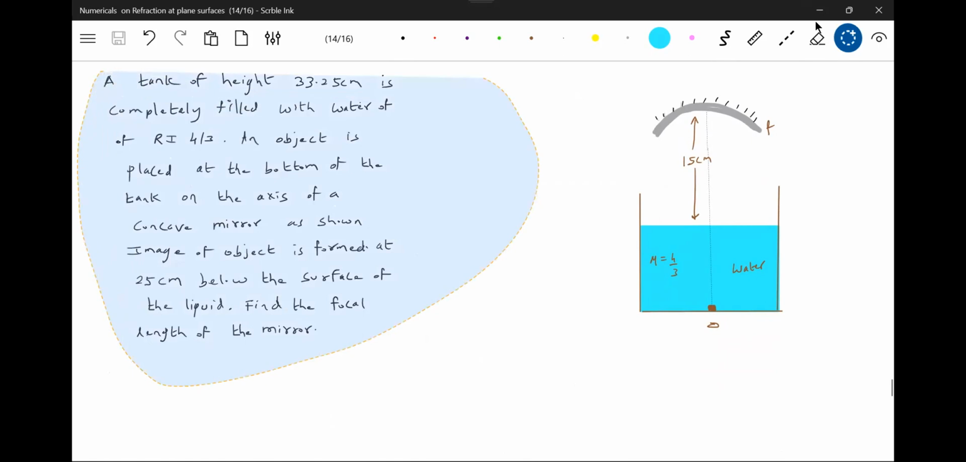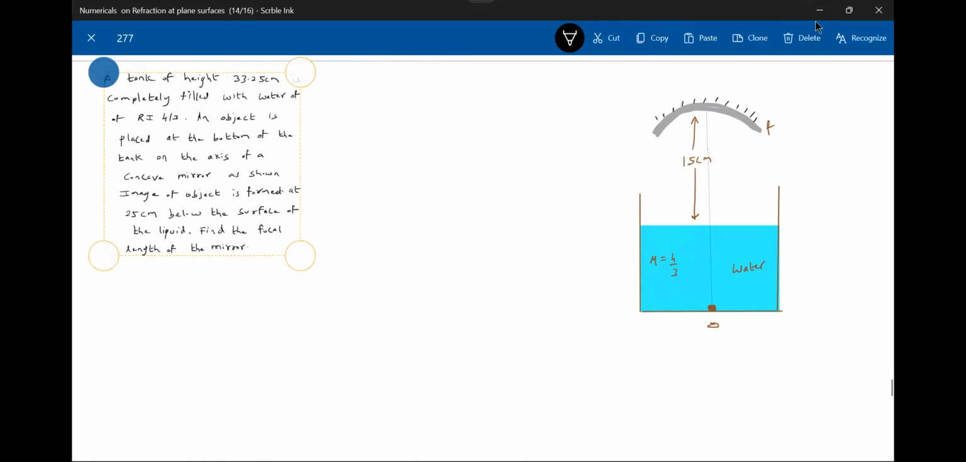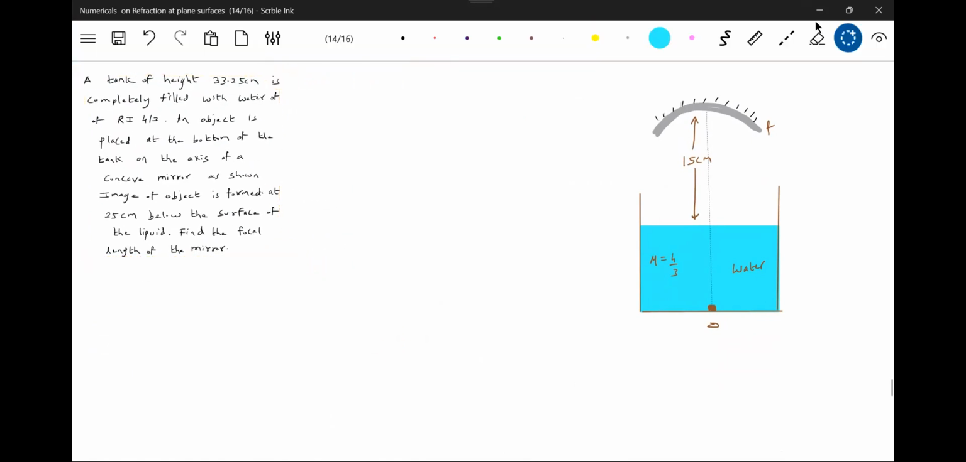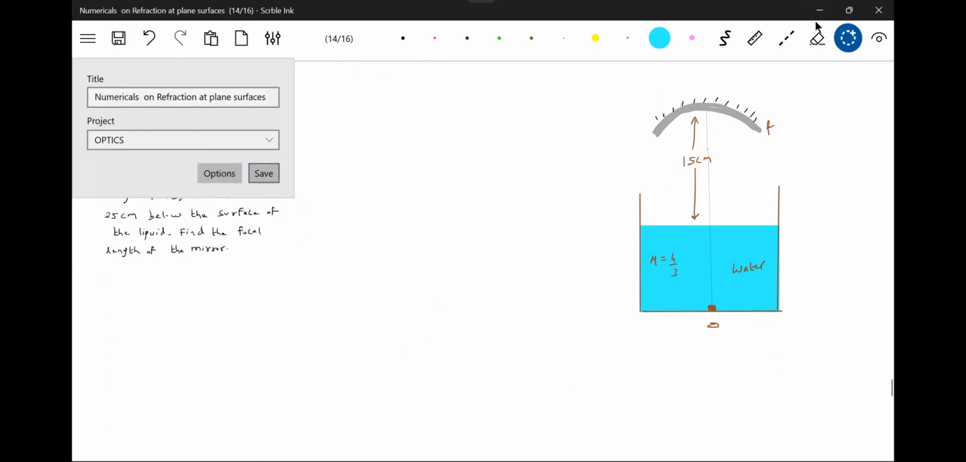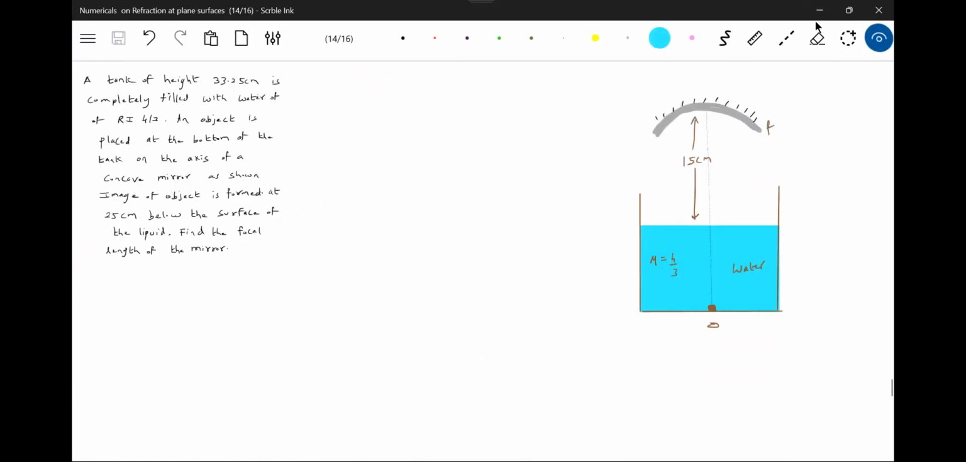Okay, the next one. Here there's a spherical mirror. An object is placed at the bottom of the tank, on the axis of a convex mirror. If the image is formed 25 cm below the surface of the liquid, it's somewhere here that the final image will be formed. Find the focal length of the mirror.